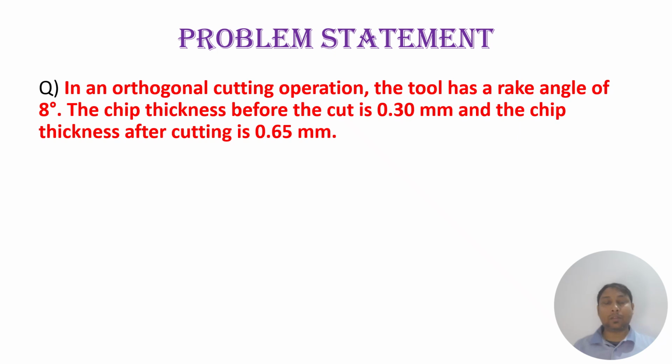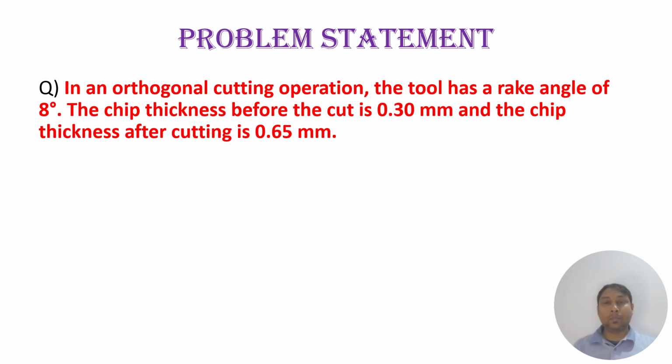Orthogonal cutting means that the relationship between tool axis and workpiece axis is perpendicular, and the rake is the surface where the chip is flowing after cutting. So it is the angle between the rake surface and the perpendicular drawn from the tip of the tool in the horizontal direction, and it is denoted by alpha.